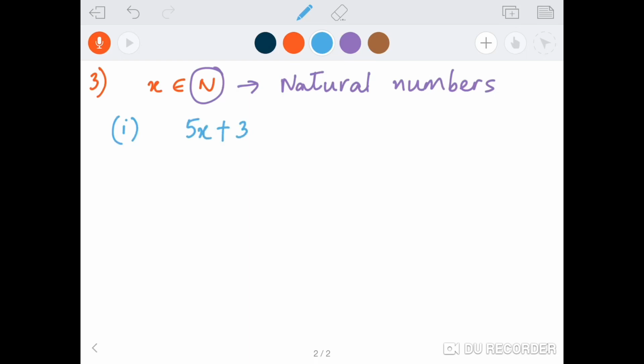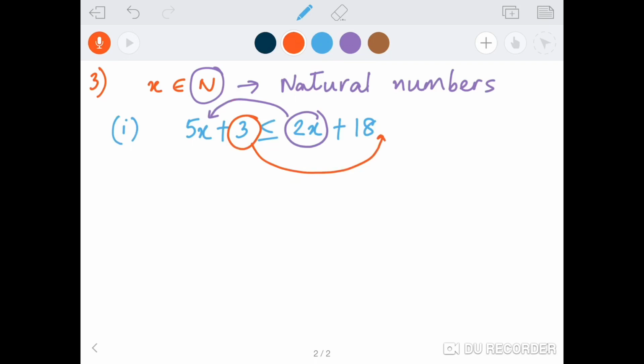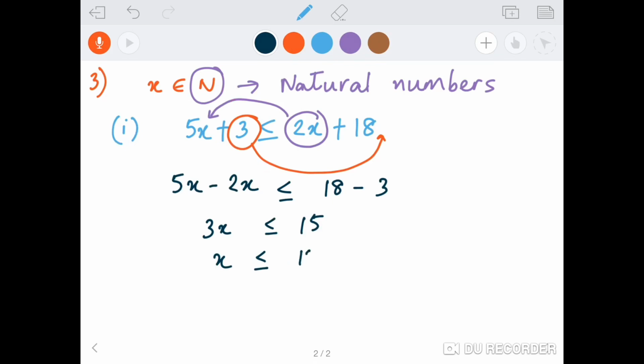The first question is, solve for x when x belongs to natural numbers, when 5x plus 3 is less than or equal to 2x plus 18. My suggestion is, keep all your like terms together. So push your 2x near 5x and push your 3 near 18. So this is going to become 5x minus 2x is less than or equal to 18 minus 3. You know 5x minus 2x is 3x, that is less than or equal to 15. So I have x less than or equal to 15 divided by 3. Solve this as a linear equation. So you get x less than or equal to 5.